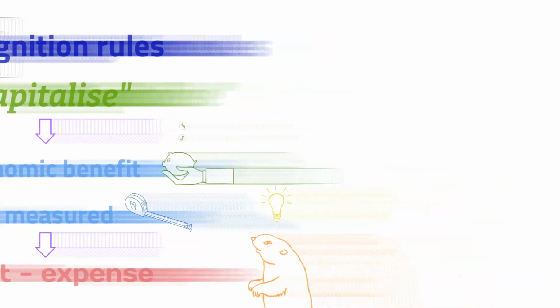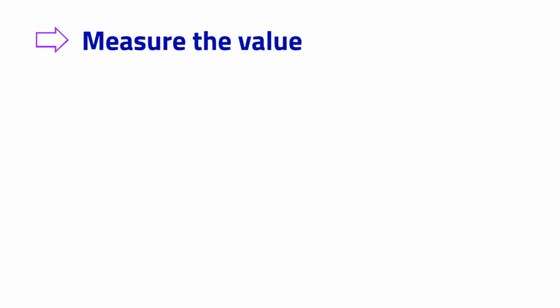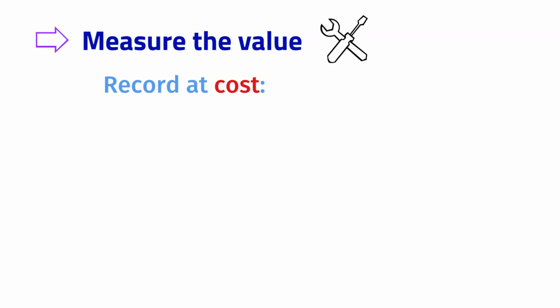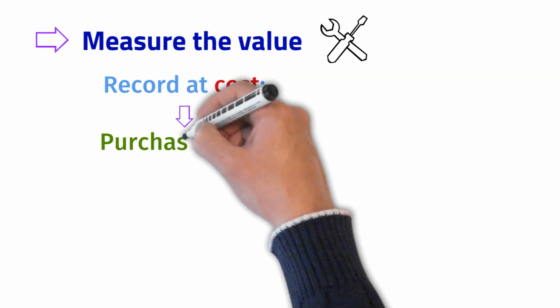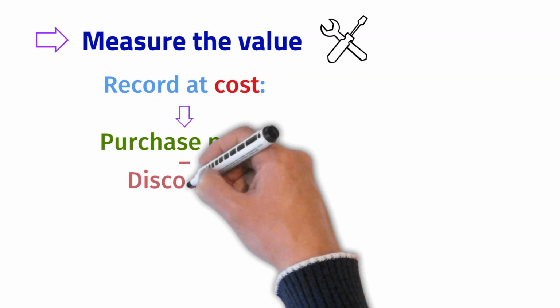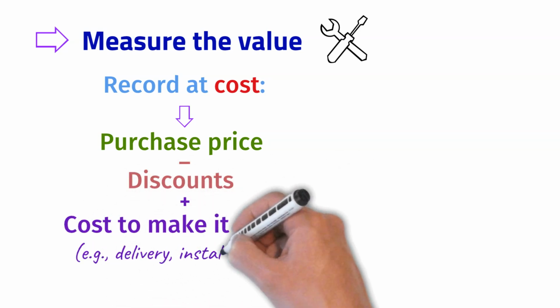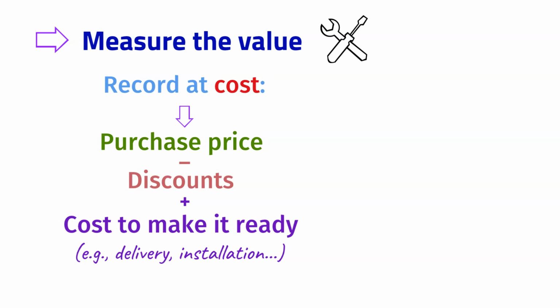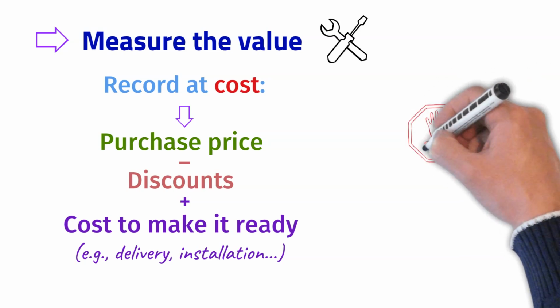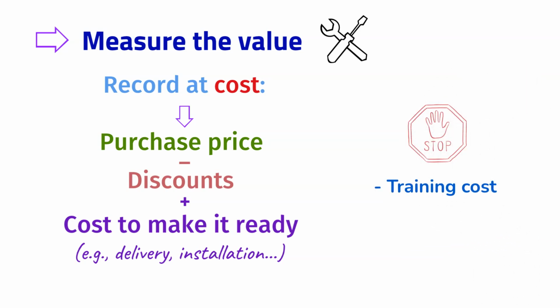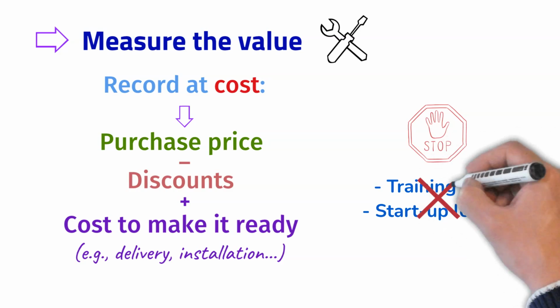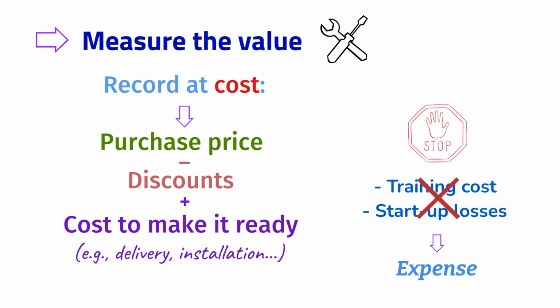Okay, let's agree we capitalized an item we want to buy. How do we measure its value to put on the balance sheet? General rule: we record the asset at cost. And this cost will be the purchase price minus discounts plus cost to bring it into a ready-for-use state. For instance, delivery, installation or legal fees. But here you ignore training or startup losses. These are temporary and don't add value. That's why we expense those.